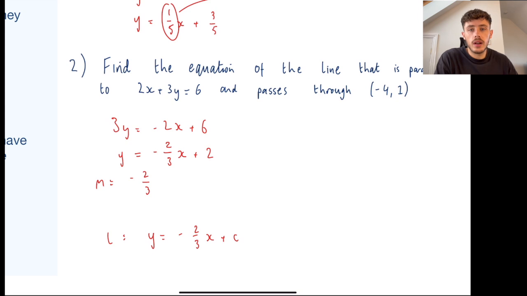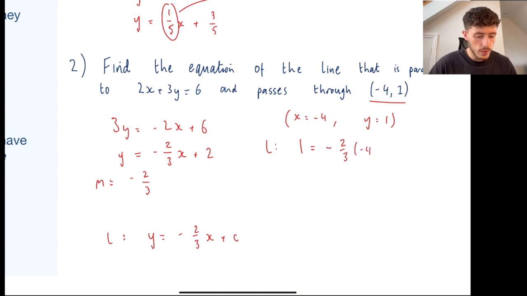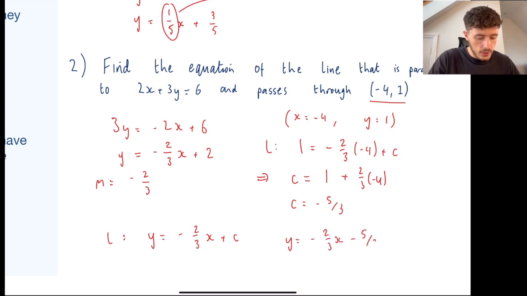And the final thing we need to work out that equation is the plus c at the end. So if we let x equal minus 4 and y equal 1 from this coordinate here, we can substitute that in so that 1 equals minus 2/3 times minus 4 plus c, so that c is going to be 1 plus 2/3 times the minus 4, which if we put that in our calculator, just to get it quickly, is minus 5/3. So our final answer is y equals minus 2/3 x minus 5/3.